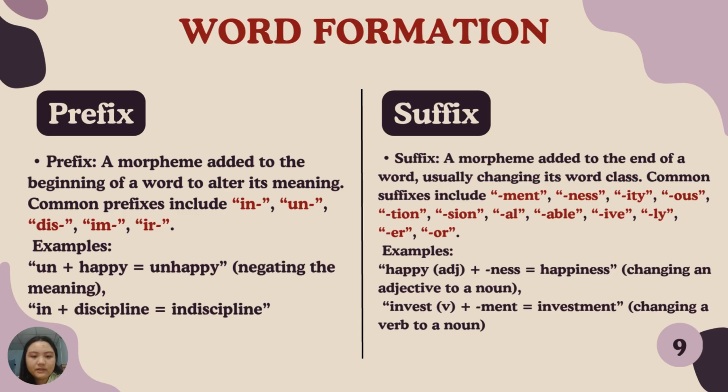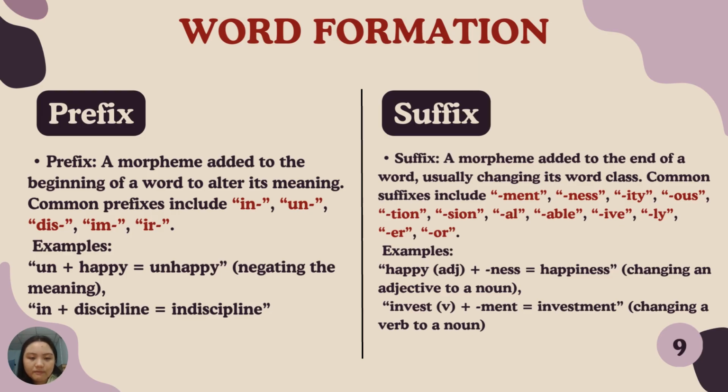The suffix is a morpheme added to the end of a word, usually changing its word class. I also have some common suffixes, including ment, ness, ite, ion, and so on. For example, we have the adjective happy, and when we add the suffix ness to happy, we get a new word happiness, changing an adjective to a noun.